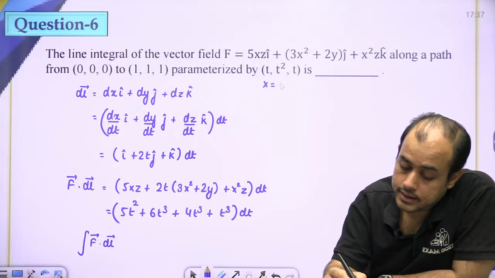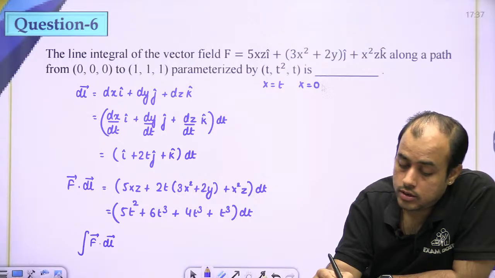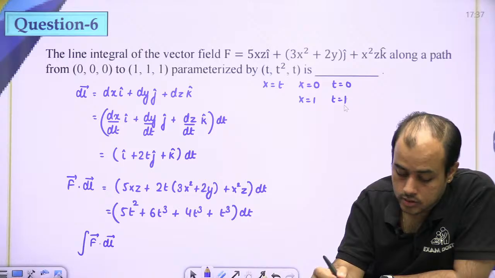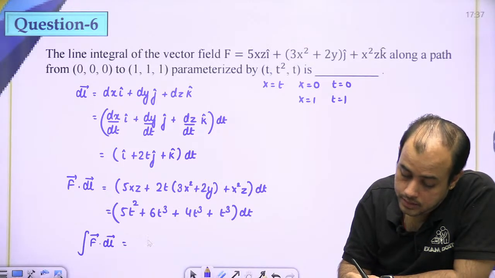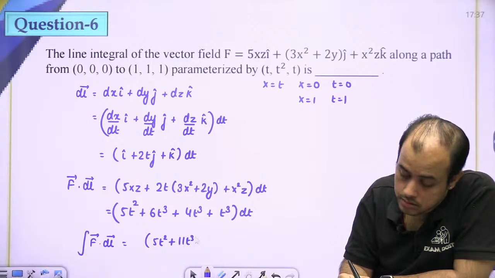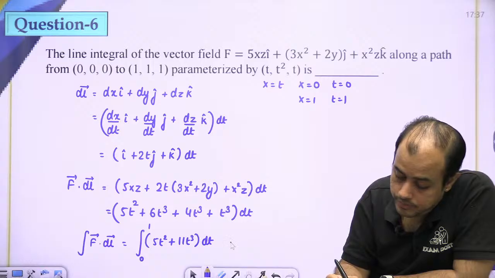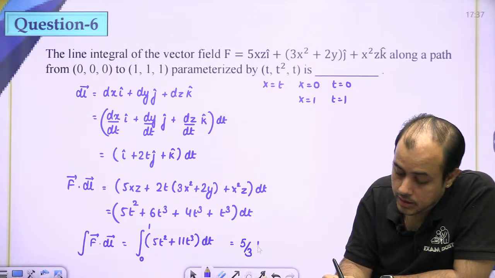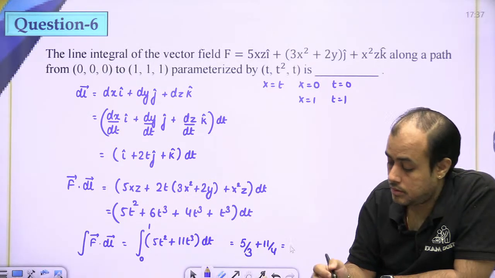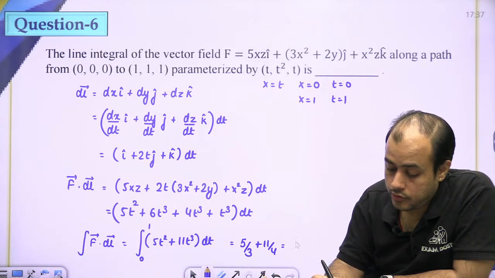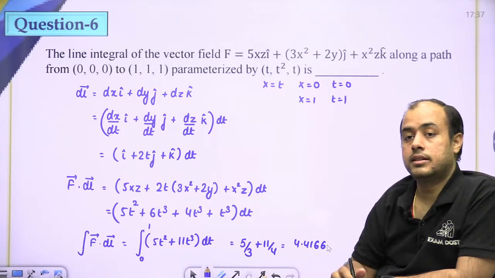Now, beta, x is t. So, when x is 0, t is 0. When x is 1, t is 1. So, t is going from 0 to 1. 5/3 plus 11/4, 4.4166. This is coming, very good.